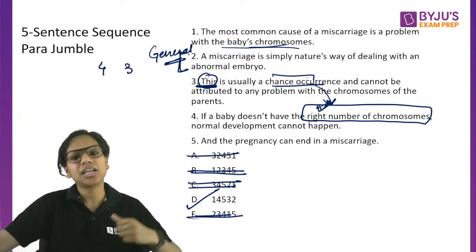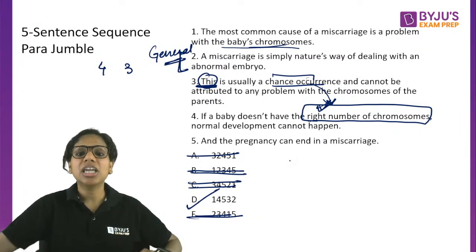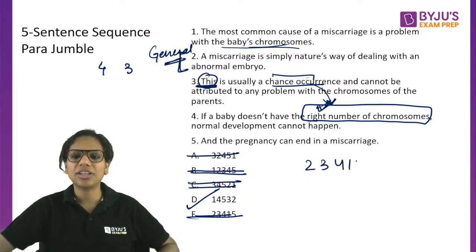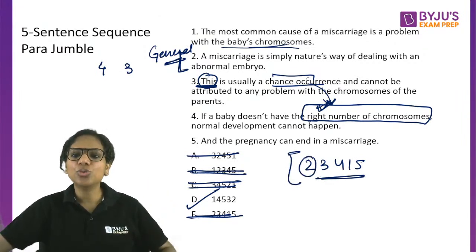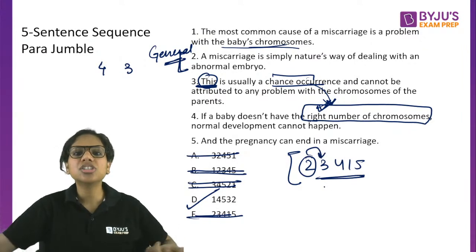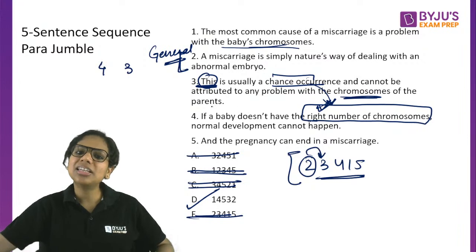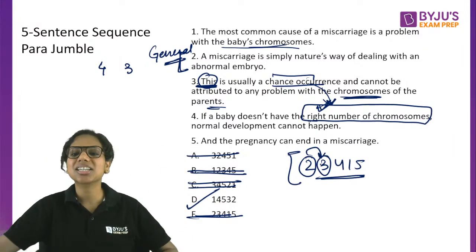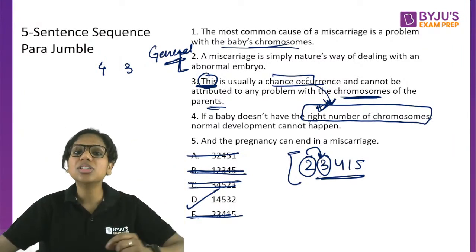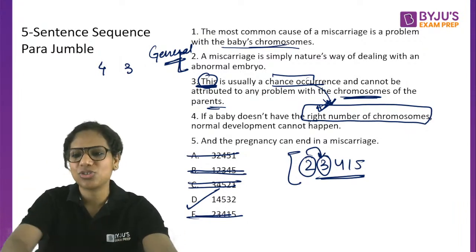We feel that, and we discussed this, that if the opening sentence is very clear cut, then you can actually decide on it. But if you read the sequence 2, 3, 4, 1, 5, there's only one sequence that has 2 as the opening. Right after 2, it says this is usually a chance occurrence. What is a chance occurrence? And cannot be attributed to any problem with the chromosomes of the parents. Right? So अभी तक तो हमने chromosomes की बात ही नहीं करी in 2. In 2 we haven't discussed chromosomes yet. Then how can in 3 I straight away start discussing chromosomes? So don't rely exclusively on just the opening and closing statements. Right? That was my point through this question.